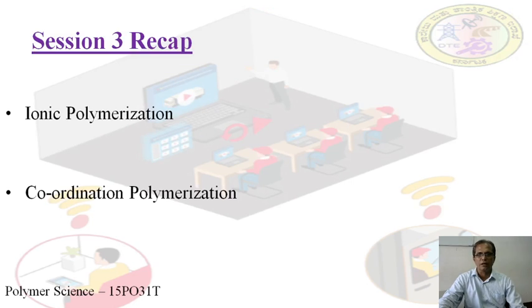Now before we begin today's session, let us have a quick recap of the previous session. We had come across ionic polymerization and coordination polymerization in our previous session. These are two different types of polymerization reactions which are useful to produce a number of polymers.